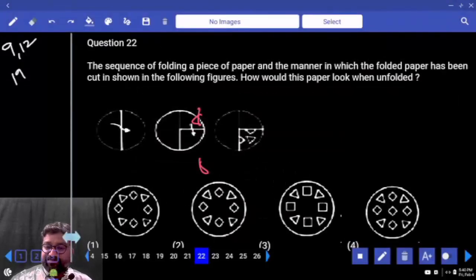22. What about this question? Come on, what about this question?